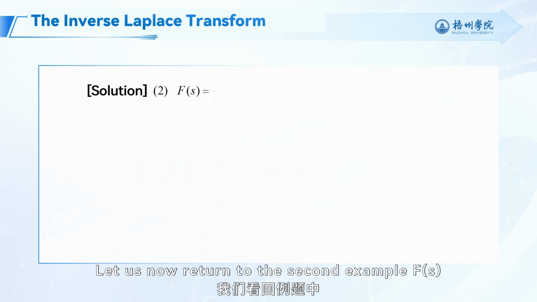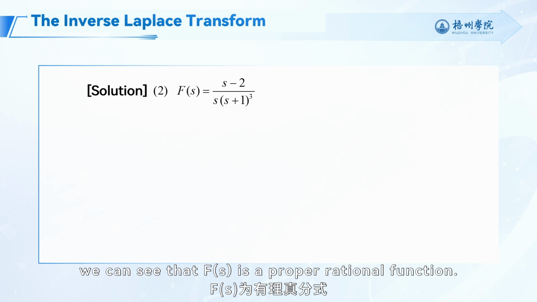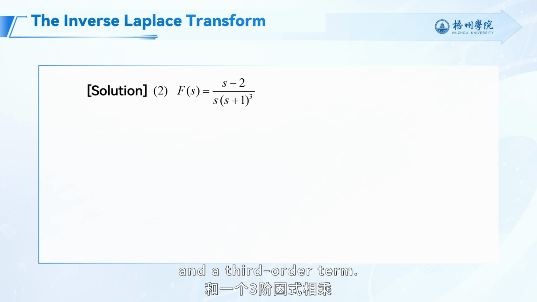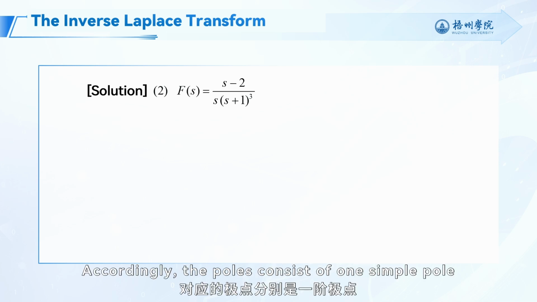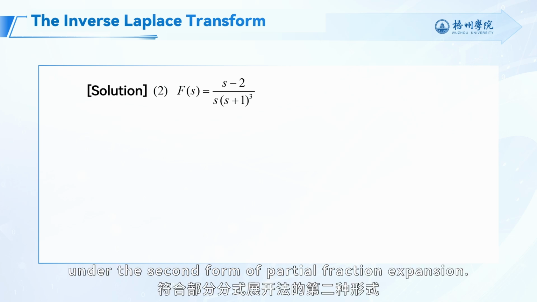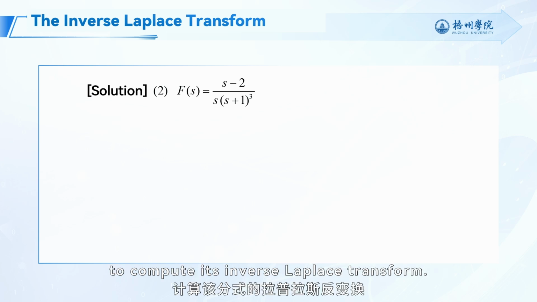Let us now return to the second example, F(s), given in the exercise. By examining this fraction, we can see that F(s) is a proper rational function. Its denominator can be factored into the product of a first-order term and a third-order term. Accordingly, the poles consist of one simple pole and one pole of multiplicity 3. Therefore, this fraction falls under the second form of partial fraction expansion. We can now apply the corresponding procedure to compute its inverse Laplace transform.